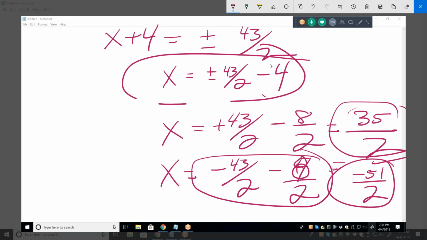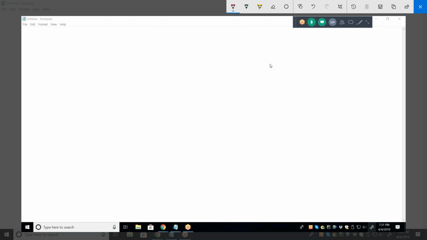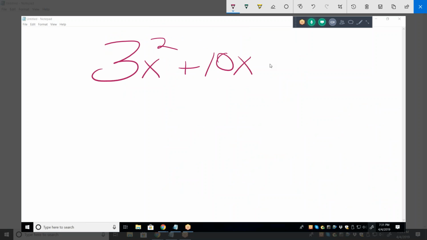And more so, it told you how to do it when you have a number in front of the x squared term. Let's even go a little bit harder, because it doesn't matter whether it's factorable or not. I'll make it a little easier. Let's put that 11 on the other side. Complete the square on this one.